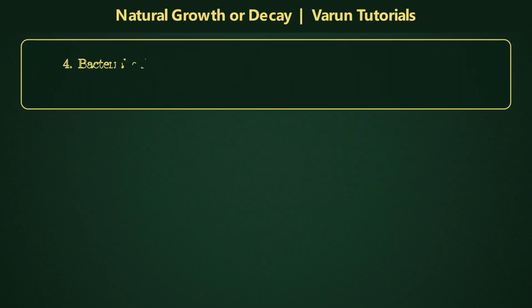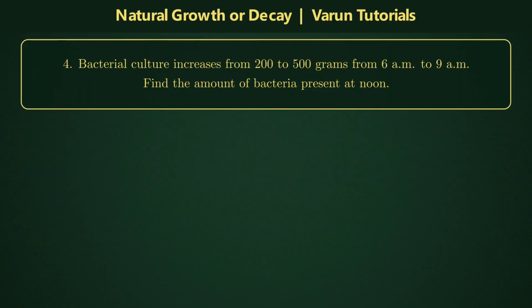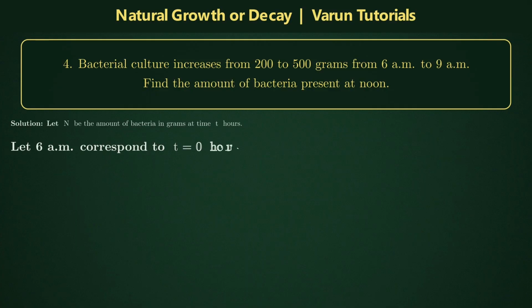Let's solve example 4. A bacterial culture, growing exponentially, increases from 200 to 500 grams in the period from 6 a.m. to 9 a.m. How many grams of bacteria will be present at noon? Let n be the amount of bacteria in grams at time t hours. For simplicity, let 6 a.m. correspond to our starting time t equals 0 hours.